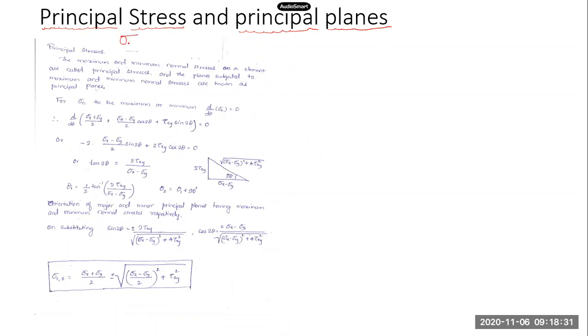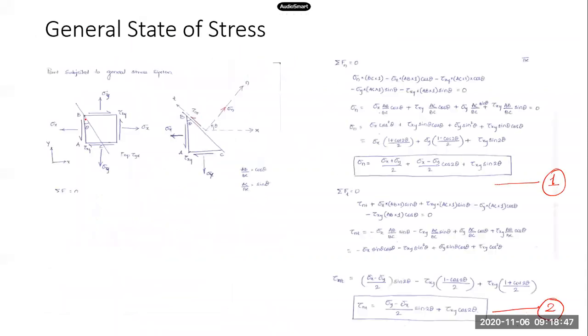So for this sigma n, we are just finding when sigma n will be maximum, and what are the planes which are carrying this maximum normal stress. I am interested in that one. So for that, what you have to do is differentiate this expression for sigma n. What is the variable here? The plane orientation can be varied. So which plane is carrying the maximum normal stress? I am interested in that. So this has to be differentiated with respect to theta.